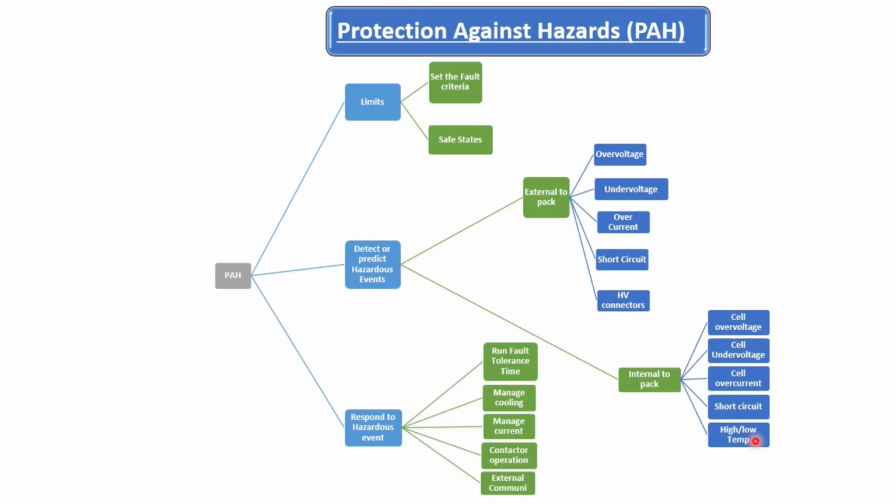Once any sort of hazard occurs, we have to respond. We have to go for fault tolerance: what is the time for which we need to tolerate that fault? We have to manage the cooling, the current, and the contactor operation, and we have to inform all this to the external communication. These are the important parameters that have to be checked in order to protect the complete EV battery system.